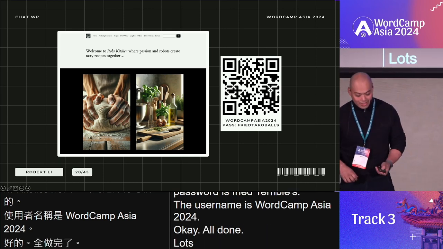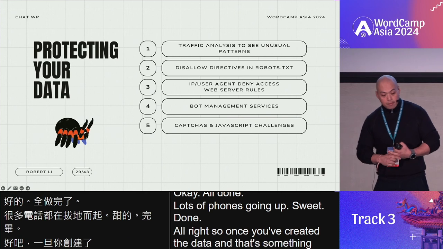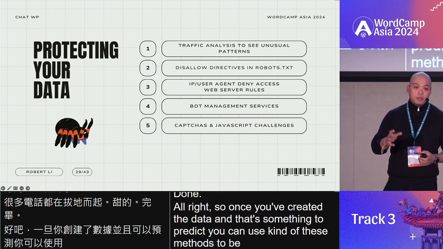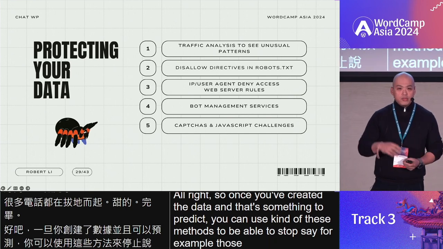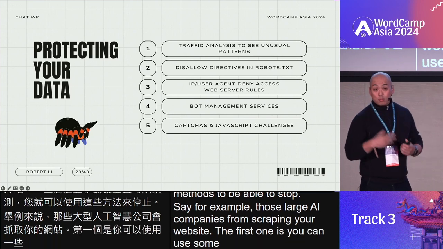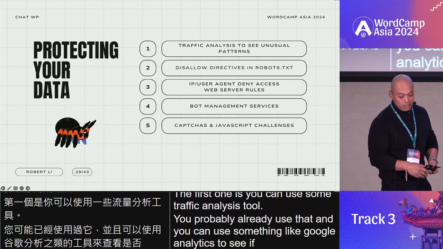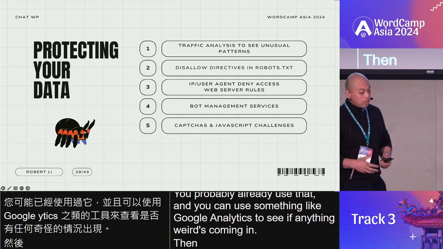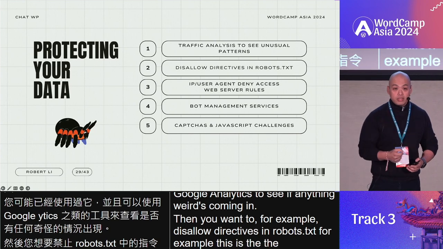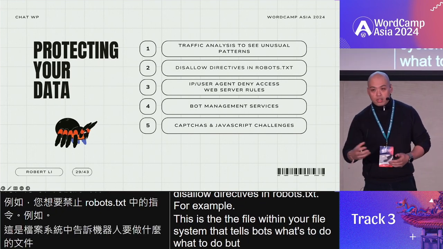All right. So once you've created the data, and that's something to protect, you can use these methods to stop, for example, those large AI companies from scraping your website. The first one is you can use some traffic analysis tool. You probably already use that. And you can use something like Google Analytics to see if anything weird's coming in. Then you want to, for example, disallow directives in robots text. This is the file within your file system that tells bots what to do. But obviously, bots don't always respect that.